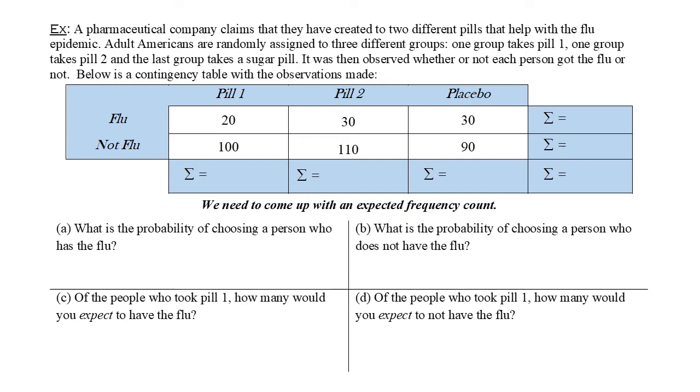Adult Americans are randomly assigned to three different groups. One group takes pill 1, one group takes pill 2, and another group takes a placebo or sugar pill. It was then observed whether or not each person got the flu or not.